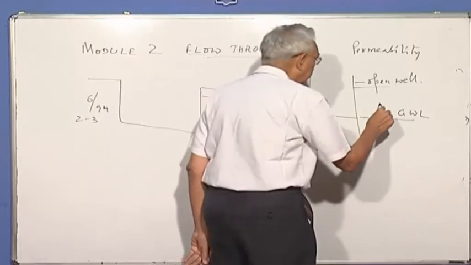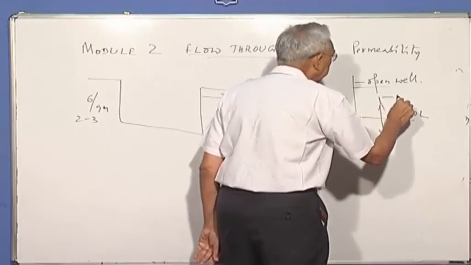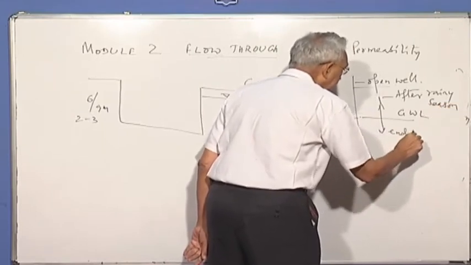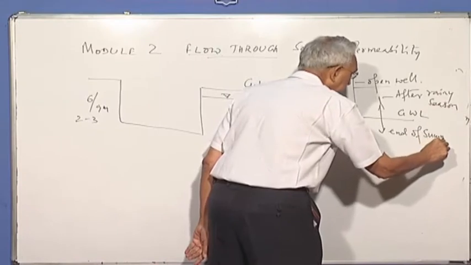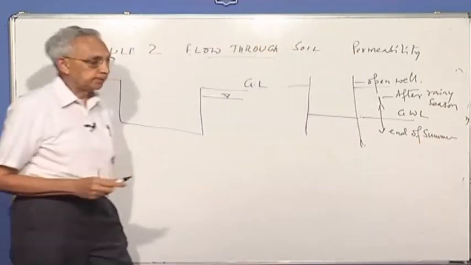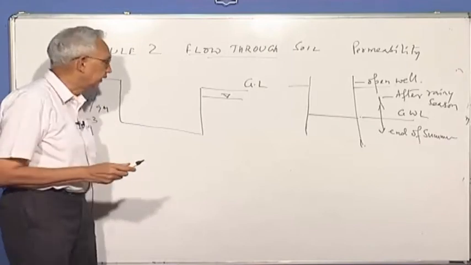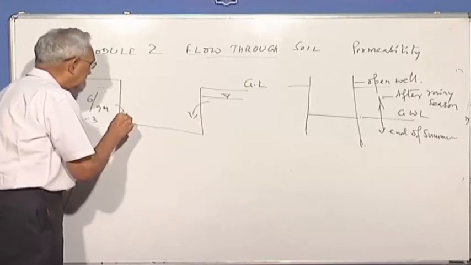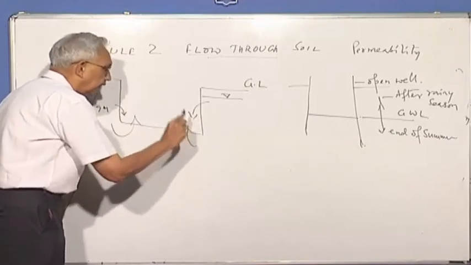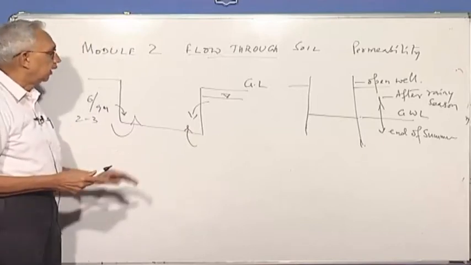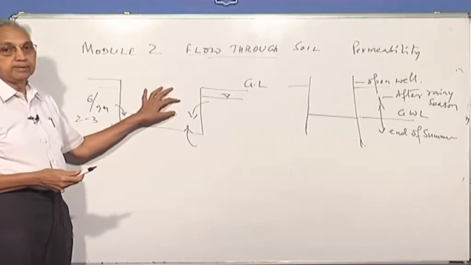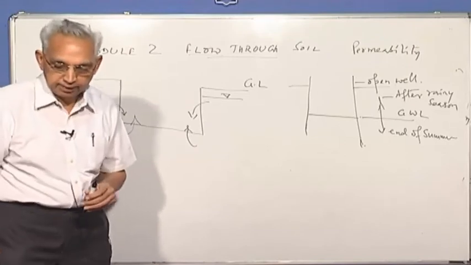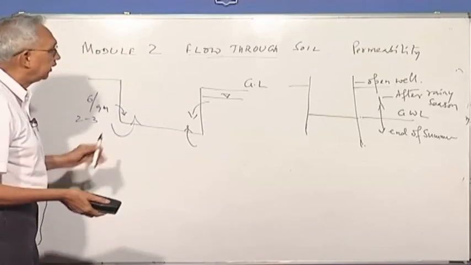This of course may fluctuate. After the rainy season it will be at its highest, and at the end of summer, the dry season, it will be lowest. So it can fluctuate. Suppose you have to make an excavation. Once you go below the water table, you find that water will come either from the sides or from the bottom of the excavation. Unless you take care of it, no building and basement can be constructed.